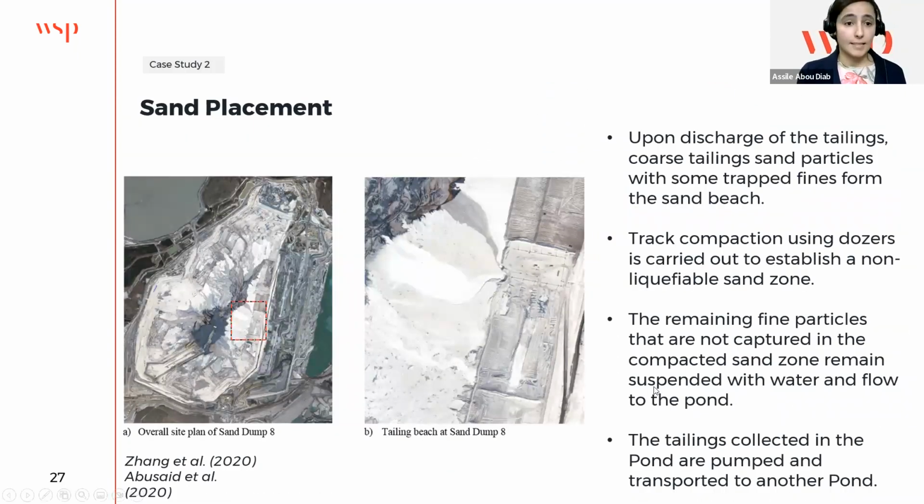Just a bit of details on the sand placement, zoomed in view here. So this is a cell. We construct a cell, and then the tailings are discharged in the cell. Upon discharge, the coarse tailing sand forms the sand beach here, and it is compacted using dozers to establish a non-liquefiable zone. The remaining fine particles that are not captured in the compacted zone remain suspended with water and flow towards the pond, and then the tailings collected in the pond are pumped and transported to another pond.